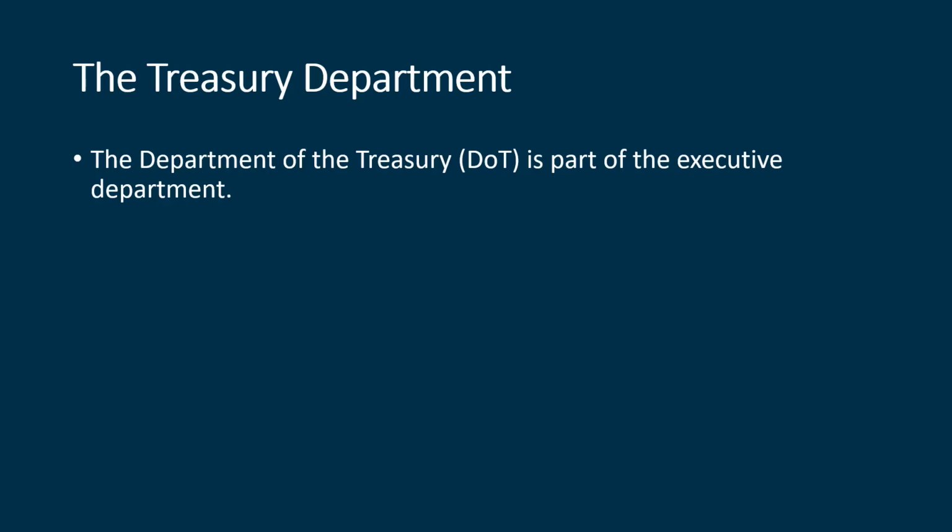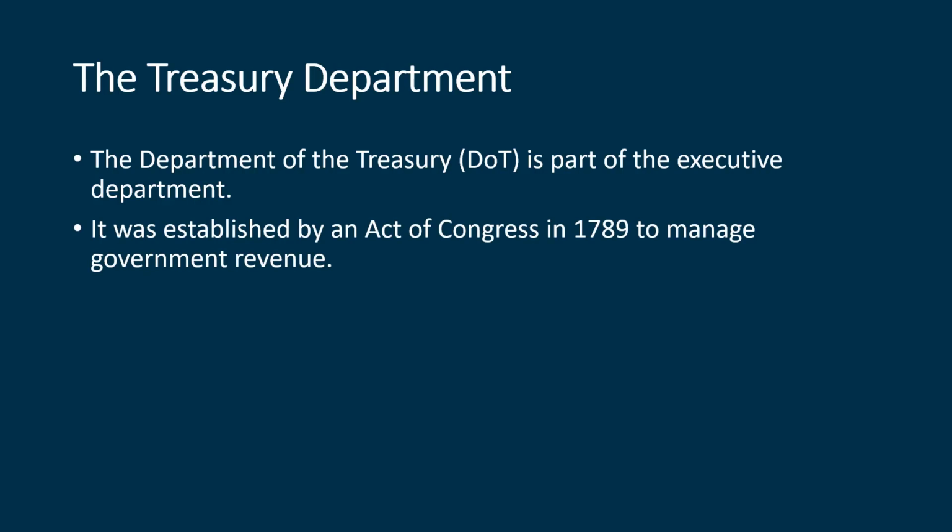Now, in some states, that could mean Department of Transportation. But in this instance, it's Department of Treasury. It's part of the executive department. Executive means the president. This is somebody that's appointed by the president to help them oversee the Treasury Department. It was established by an act of Congress in 1789 to manage government revenue. So it's been around longer than most of the other departments that we have. This was one of the very first things that the Founding Fathers created.